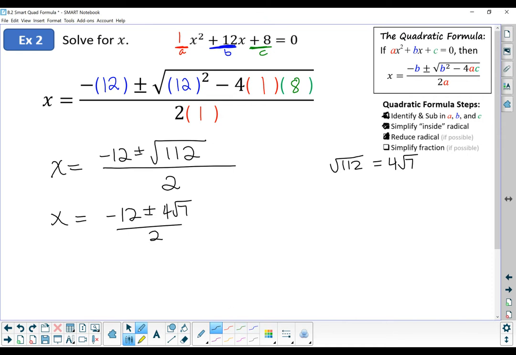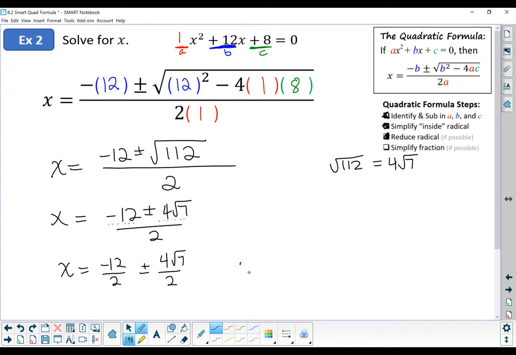And in this case, we can even continue simplifying. We can simplify our fraction. So we've got a negative 12 plus or minus 4 root 7 all over 2. Well, the top has these two terms, this negative 12 and this 4 root 7, and both of those are divisible by 2. So you can think of it as separating it into two terms if you want, with each of them having that divide by 2 with them.